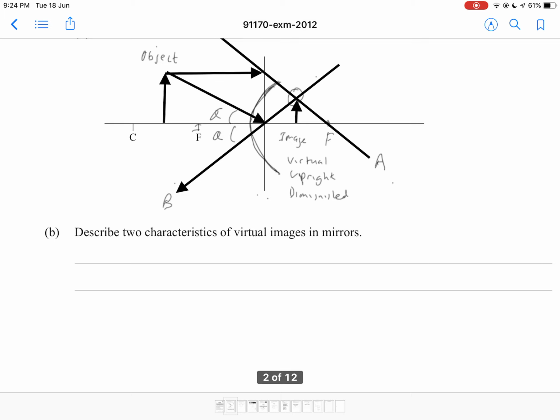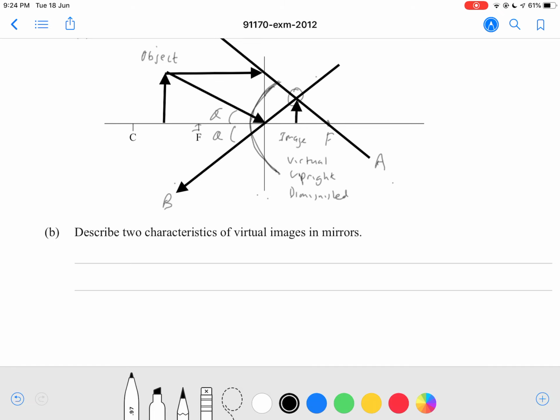Describe two characteristics of virtual images in mirrors. Number one, the rays never actually touch. And number two, if I were to broadcast this image onto a screen, for example a projector in class, it wouldn't show up. It would not show up on a screen or projector.